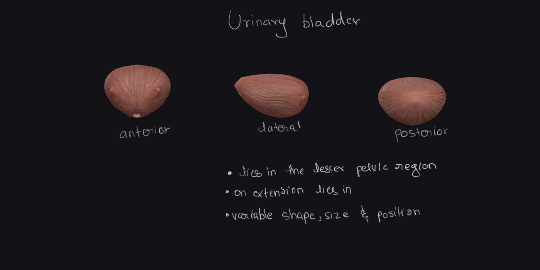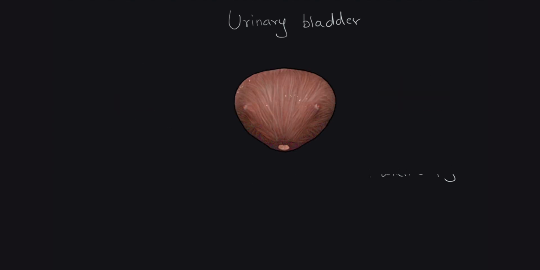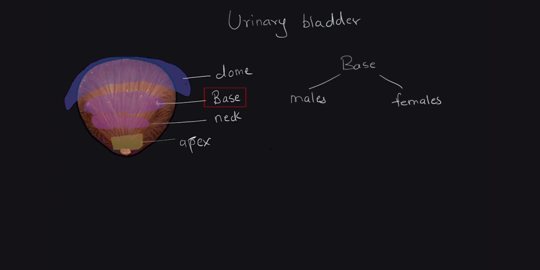And also the shape varies, because a bladder which is not really filled with urine is mostly triangular in shape when empty. So now for better understanding, let us look at the bladder and divide it into parts. The first part is known as the apex. Then we have the neck, then we have the base, and then we have the dome. Now let us look at each of these parts separately in order to get a better understanding about the relations of the urinary bladder. So the first relation is the base.